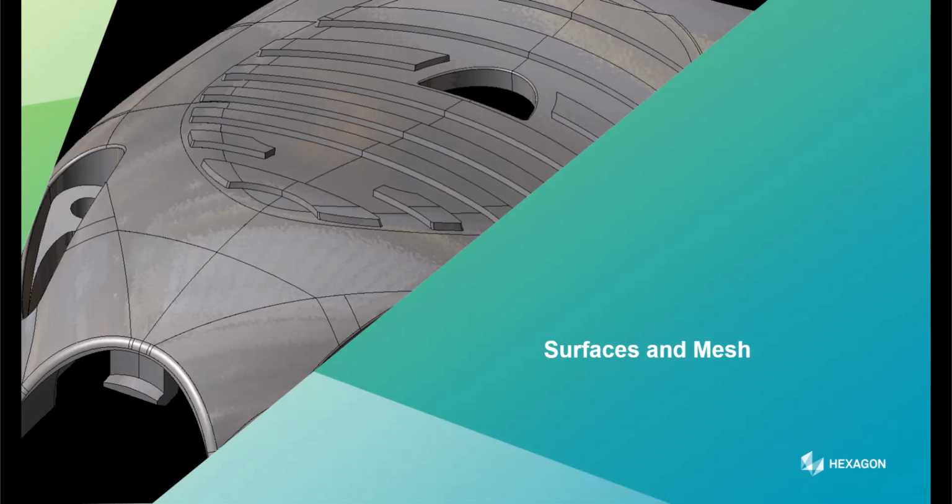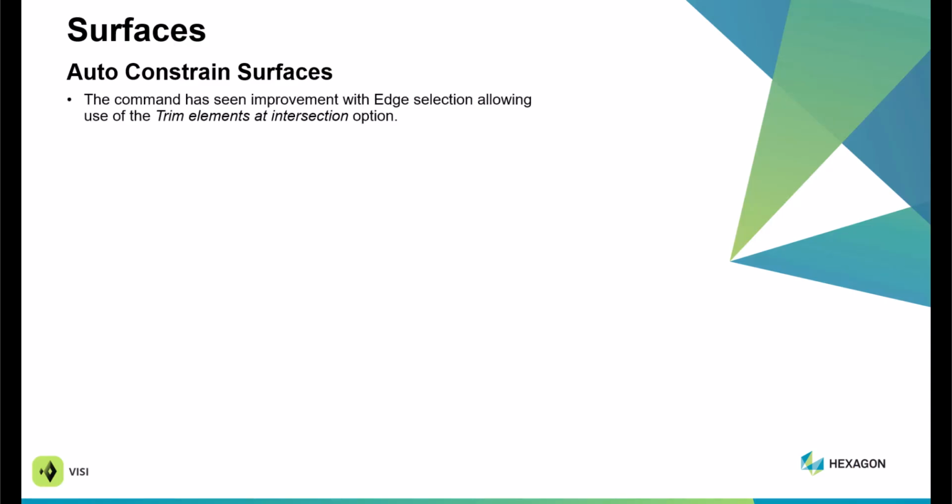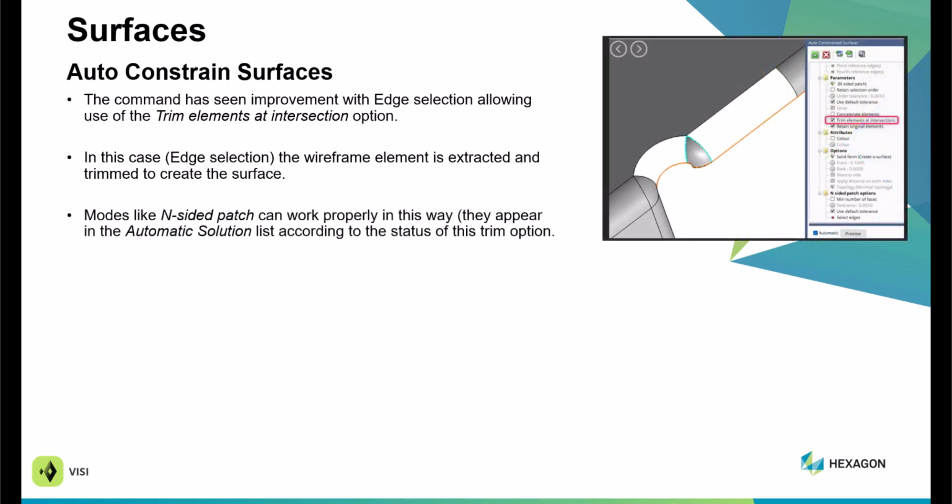Now we're going to go into what's new with surfaces and meshes. So we'll start off with auto constrain. The auto constrain command has been improved with the edge selection, allowing you to use the trim elements at intersection within edges. Edge selection works just like how the wireframe selection did, with extracting and trimming elements to create a surface. Modes like Inside a Patch can work properly in this way, as they appear in the automatic solution list as a status for the trim option.